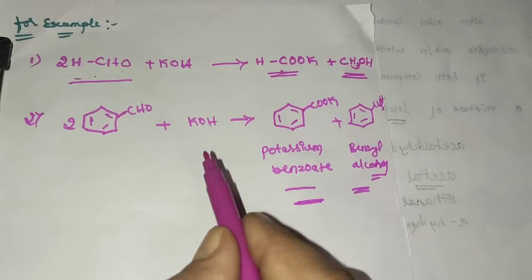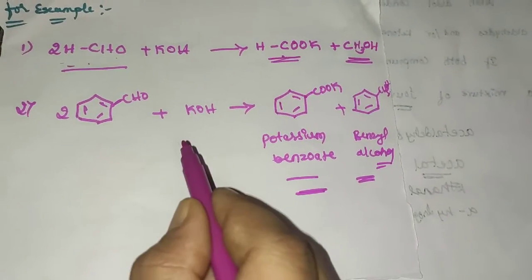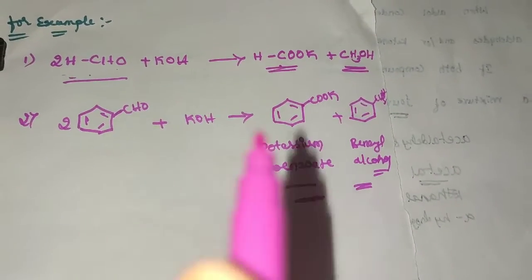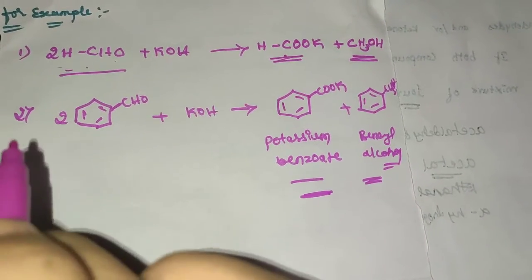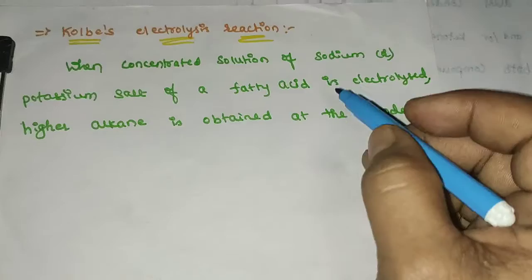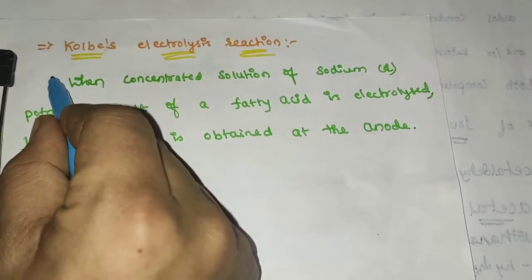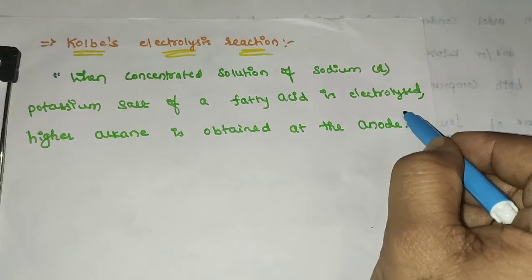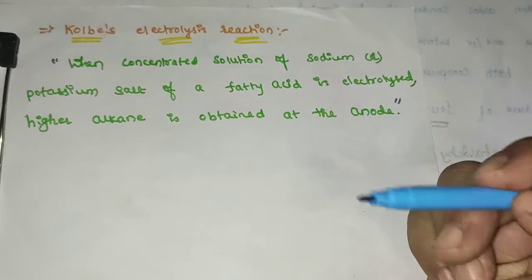This is a very important reaction. So this is the explanation of the Cannizzaro reaction. The next important reaction is Kolbe's electrolysis. Now let us learn about that. Here is the Kolbe's electrolysis reaction, its meaning and definition.